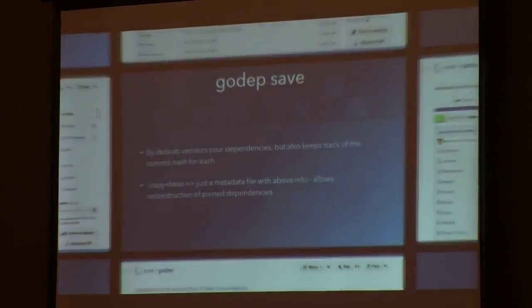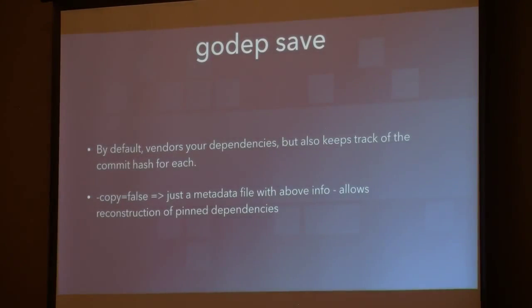Basically what GoDep is going to do is vendor your dependencies into a folder and keep track of the SHA for each of the head commits for what you pull down. So you pull down your code with GoDep save, you compile your code, it works. You know that those dependencies are not going to change unless you explicitly go in there and decide, I want to go up to the latest version, and then you can relock.